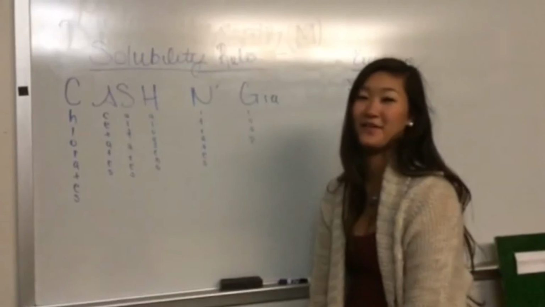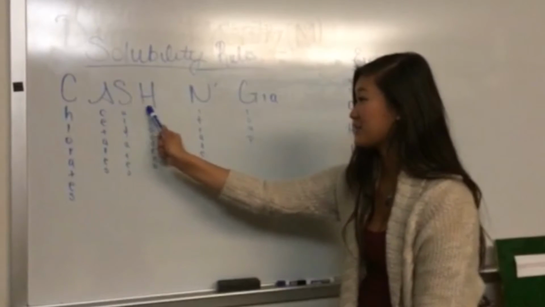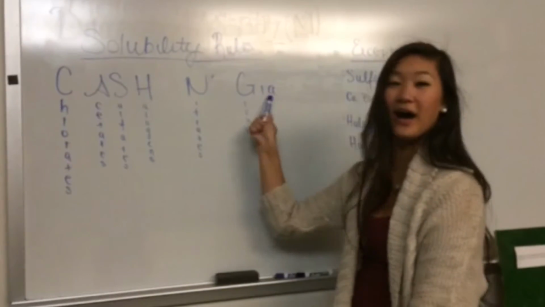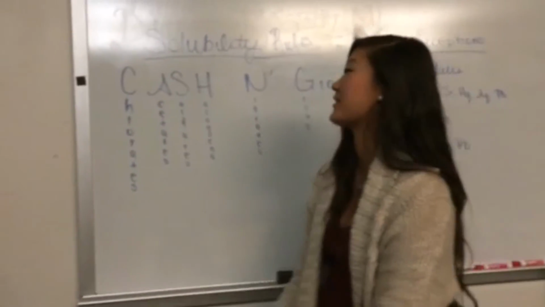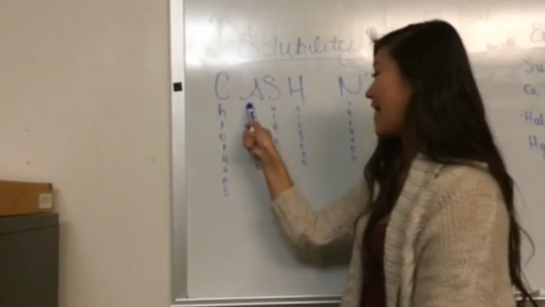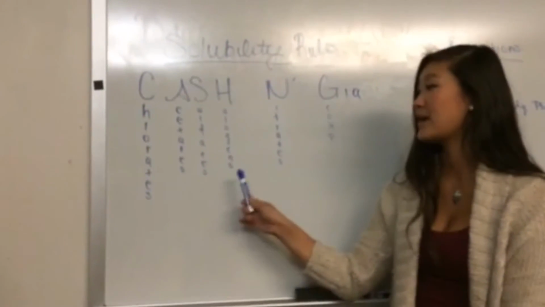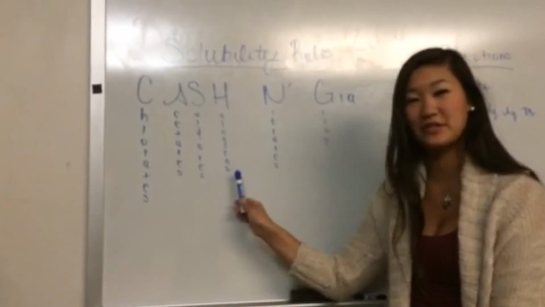Okay, so now we're going to talk a little bit about solubility rules. Here is a little clever acronym that you can use to remember them. CASH, N, G, A. So first we're going to start with CASH. The C stands for chlorates. The A stands for acetates. The S stands for sulfates. And the H stands for halogens.